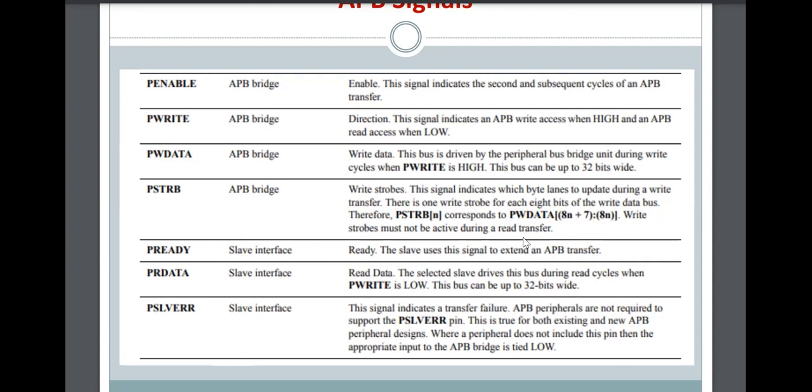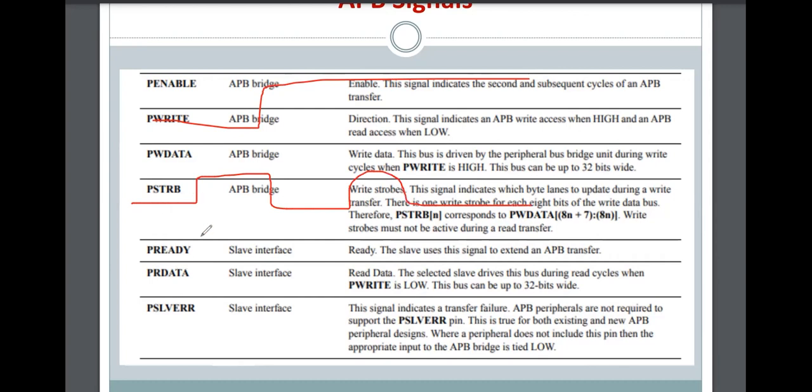That is the write transfer. That is the main job of the write strobes, nothing but selecting each byte, whatever byte it wants to send. Next, PREADY. PREADY in the sense, suppose there are some transfers going on. Suppose this is the write transfer, and the master is sending some data.